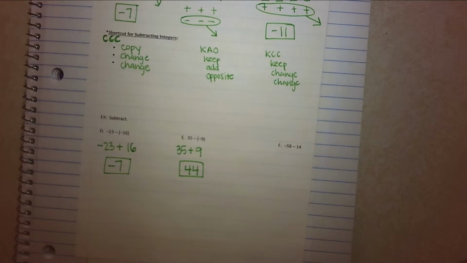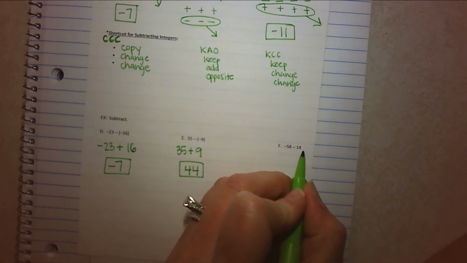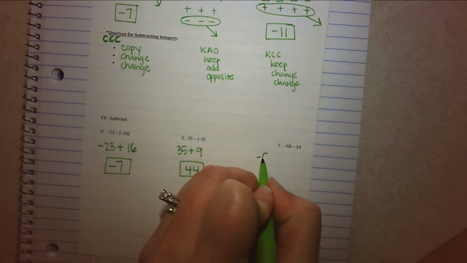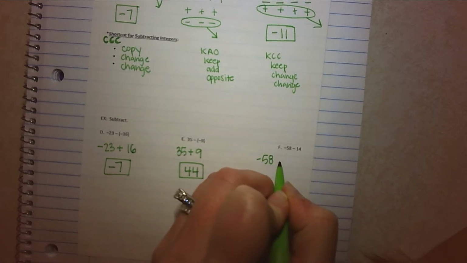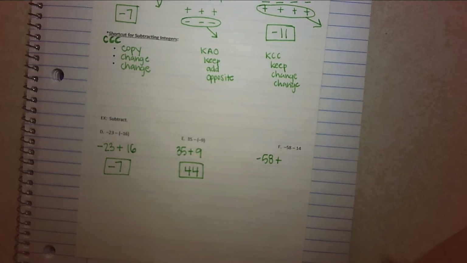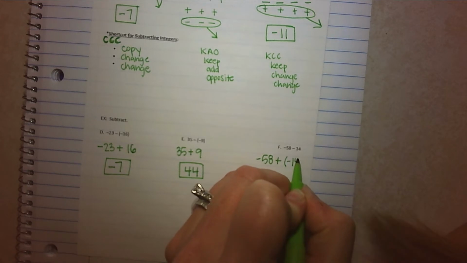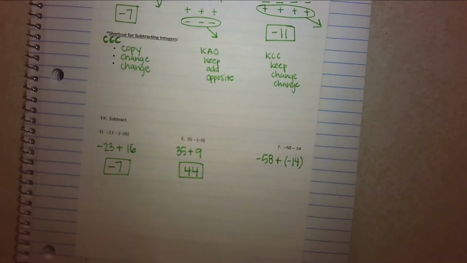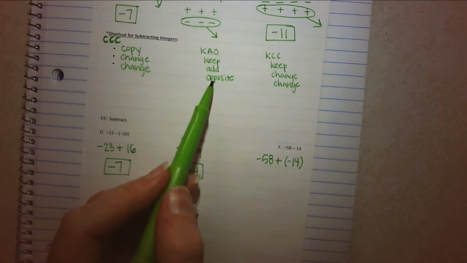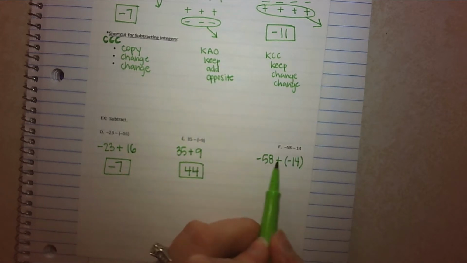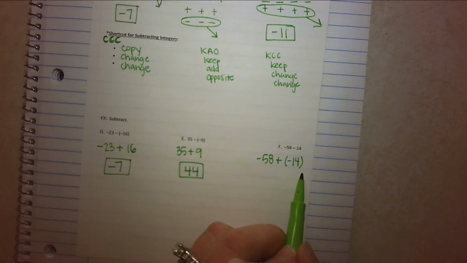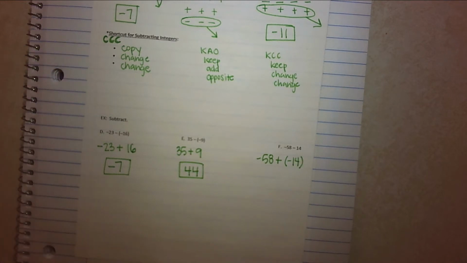If I were you, I would pause the video and try letter F on my own, and then unpause to see if you get it right. So letter F says negative 58 minus 14. Hopefully you tried it on your own, and you kept negative 58. Copy, and then you changed subtraction to adding, and then you changed positive 14 to negative 14. And so this is where, again, some teachers think that keep, add, the opposite makes a little bit more sense because you keep and then you add the opposite. The opposite of 14 is negative 14. Either way, it gets us all to the same point.